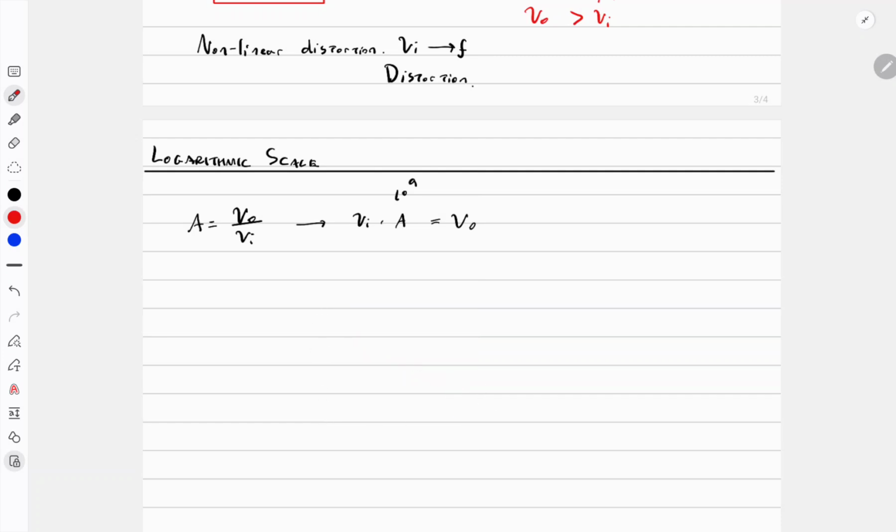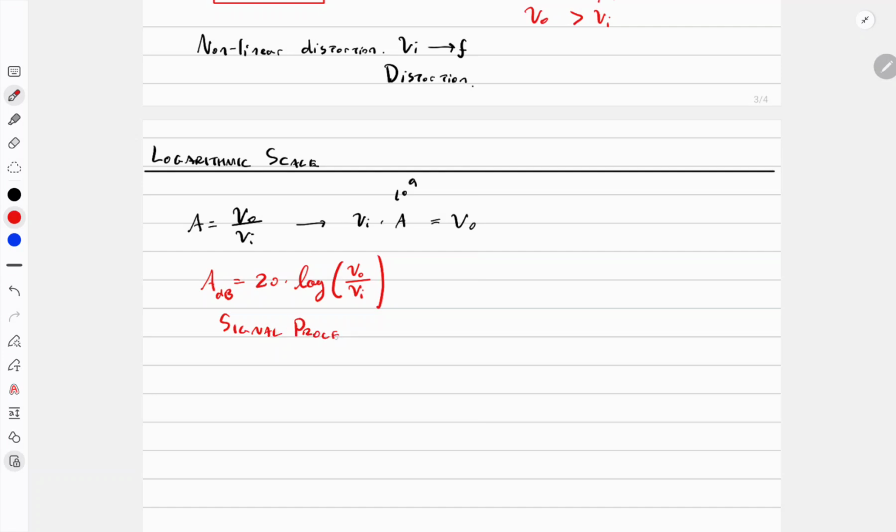For now, just know the logarithmic scale: gain in dB is 20 times the logarithm of the original gain, which is V out over V in. This is the logarithmic scale. It's useful in signal processing, and when we graph on a logarithmic scale, it's much easier to see what happens on the graph.